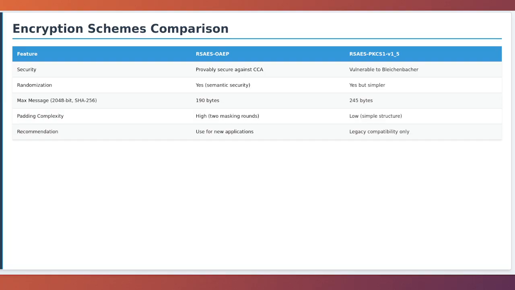RSAES-PKCS 1 version 1.5 is the legacy encryption scheme that has been in use since the 1990s. It uses simpler padding consisting of 0x00, 0x02, random non-zero bytes, 0x00, then the message. This simplicity is actually a weakness from a security perspective. PKCS 1 version 1.5 is vulnerable to adaptive chosen ciphertext attacks, particularly the Bleichenbacher attack, where an attacker who can determine whether a ciphertext has valid padding can gradually decrypt messages or even recover the private key.